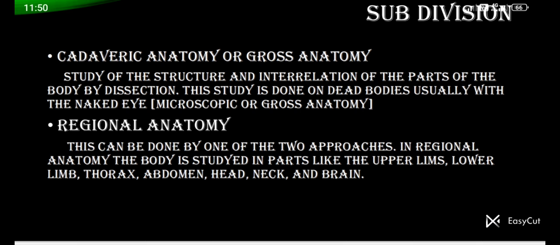Here we have two approaches under cadaveric anatomy, that is regional anatomy and systemic anatomy. So what do you mean by regional anatomy? That is, we will study the anatomy region wise: upper limb, lower limb, thorax, head and neck, abdomen, brain. So according to the region, we will study the anatomy, that is called regional anatomy.